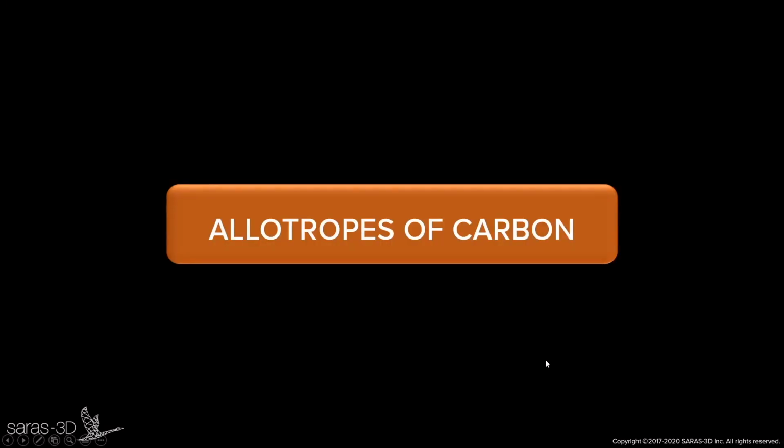Hello students, today we will be learning about the allotropes of carbon. Now carbon is found to occur in different forms in nature with several physical properties. There are some interesting allotropes of carbon that we will be learning about in this video. But before we begin, let us understand what the term allotrope refers to.